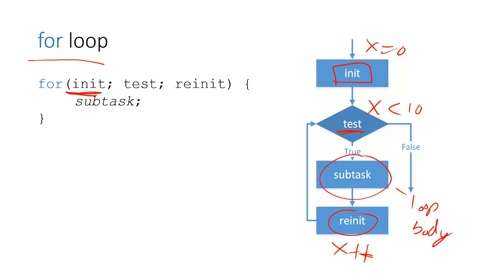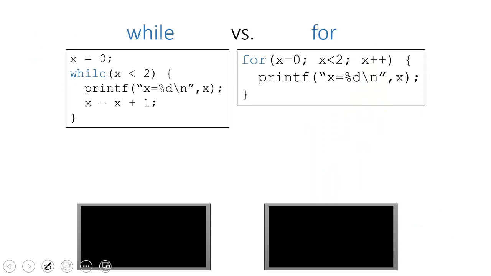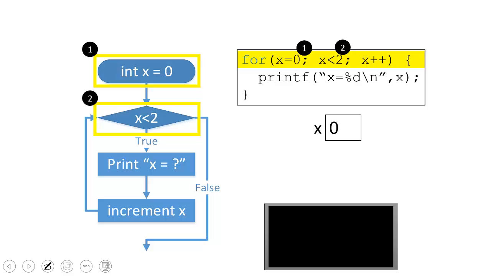So why have this as opposed to a while loop? So let's look at this a little bit. Here are two functionally equivalent loops. You've got your while loop here and your for loop here. And so let's trace through the for loop to help you get a better sense of what we do with it. So, like we've done with every other loop, we're going to start off and trace through our code.